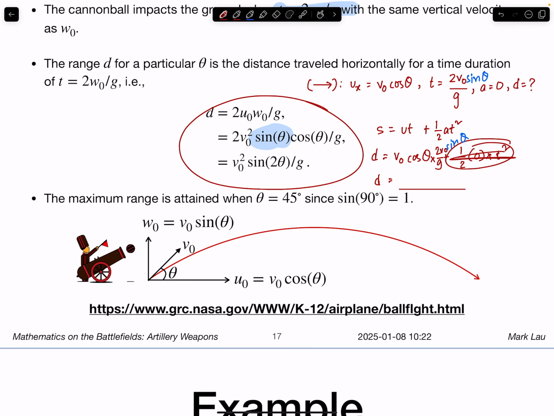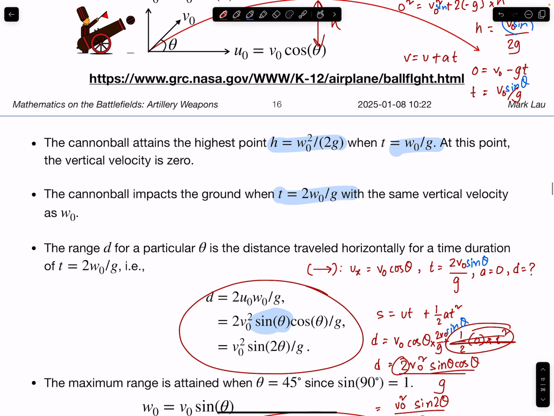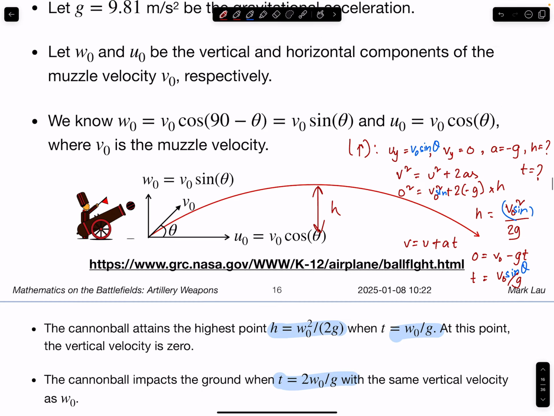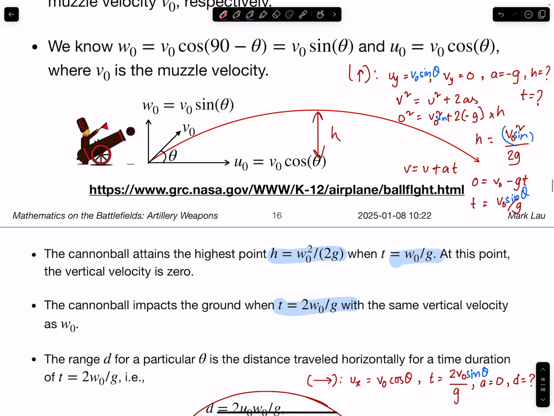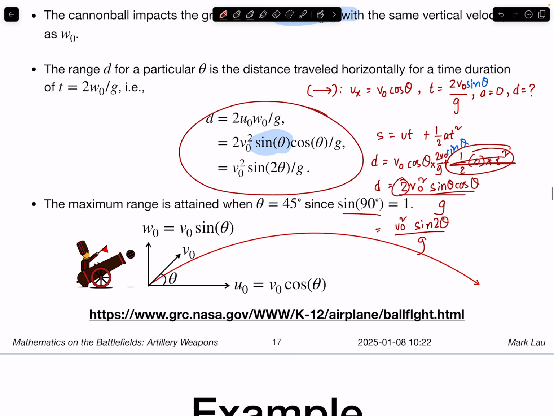the result is 2v naught square times sine times cos divided by g, and we know that 2 sine theta cos theta is basically sine 2 theta. So sine 2 theta divided by g. Okay, got it. Now I think I should memorize the equations because deriving them is quite time consuming. And the maximum range is when theta is equal to 45, since, okay, this is obvious.